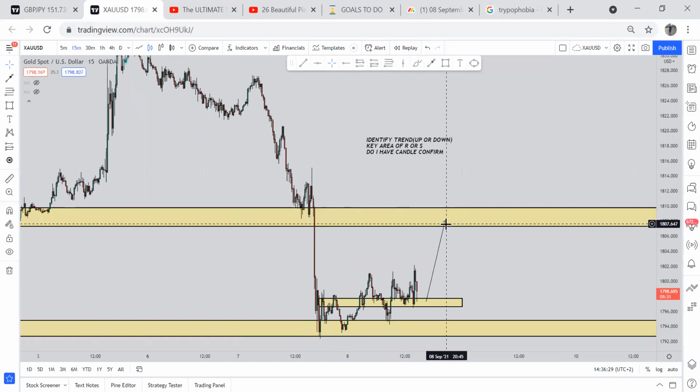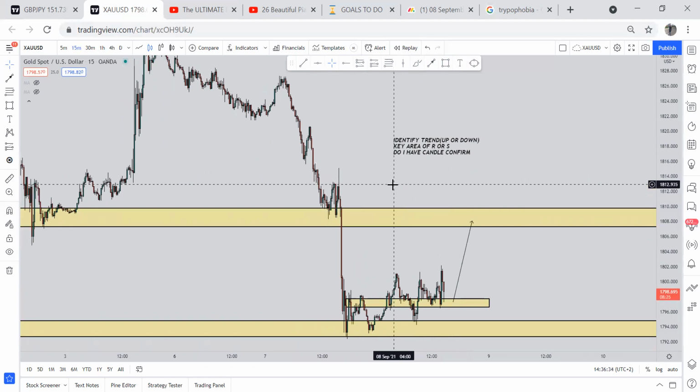Support and resistance are there to point out the key areas for us, but we're not trading based on them. We trade based on what? On price action. You understand? Yes, sir. Okay, no problem.